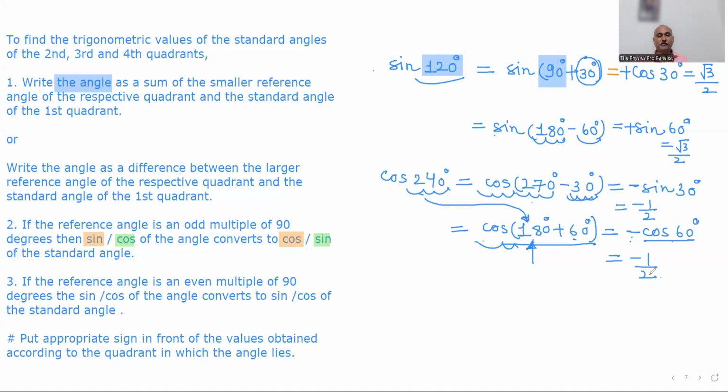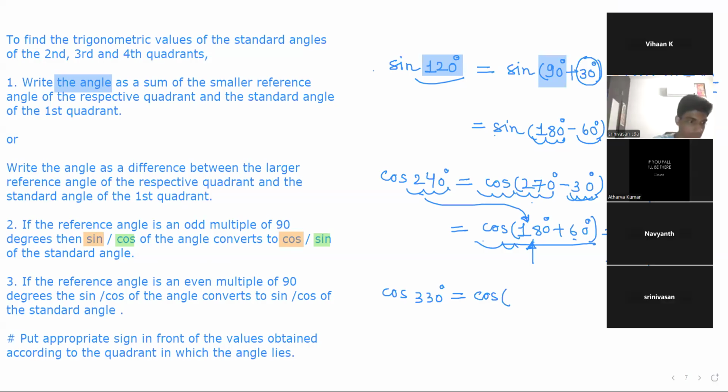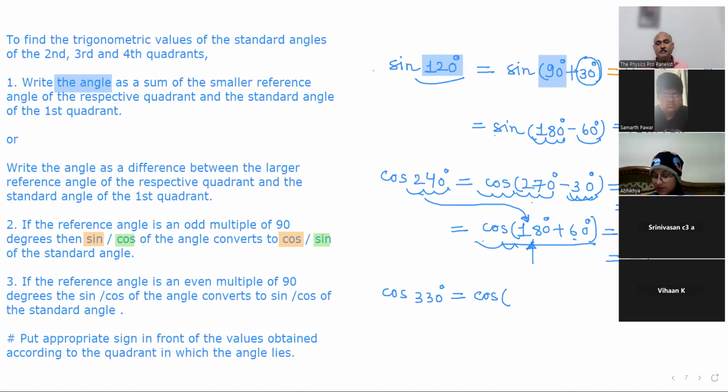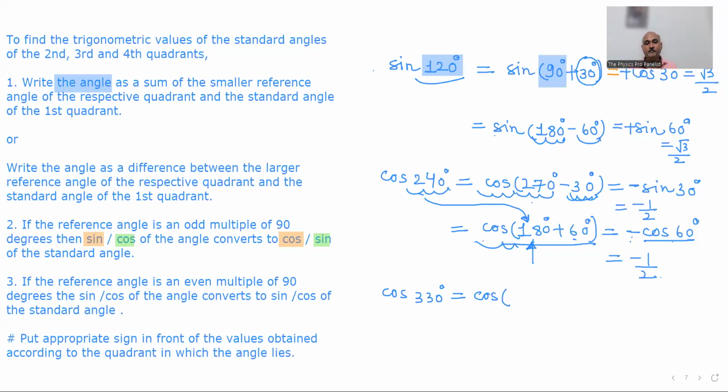So if you have understood, I would like all of you to find this value: not cos of 210, cos 330 degrees. Find this value quickly from both the methods. How will you write it? Srinivasan, let's answer. Cos, how will you write? 360 minus 30. Very good. What about the odd one? 270 plus 60. Very good.